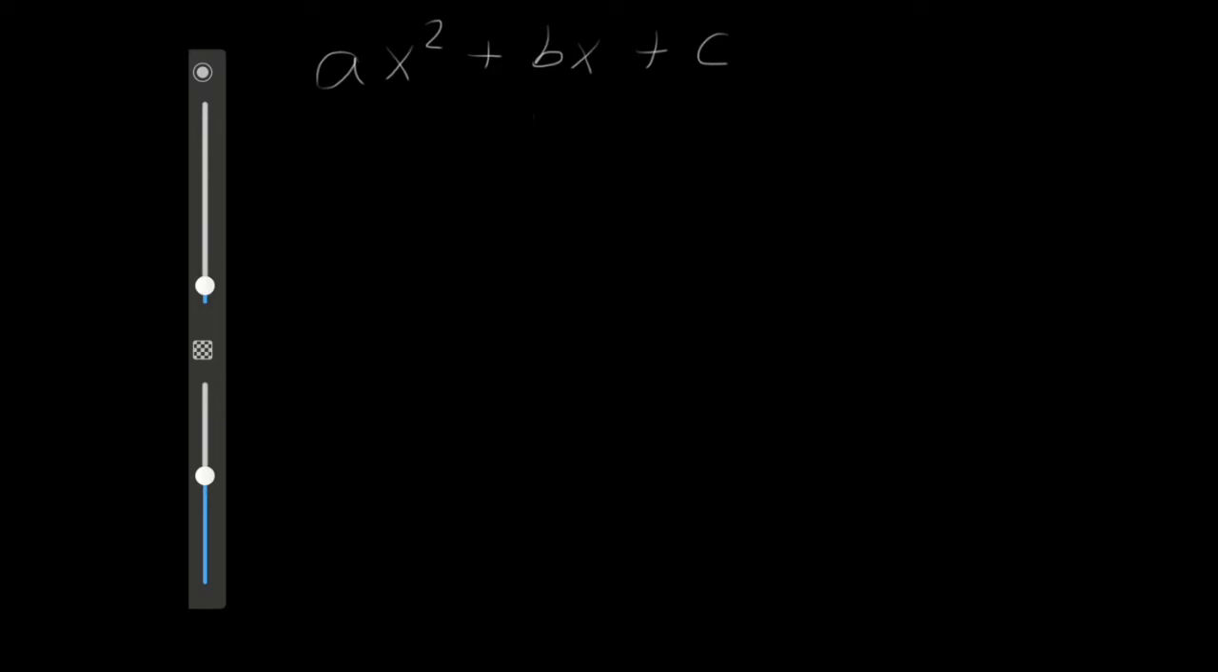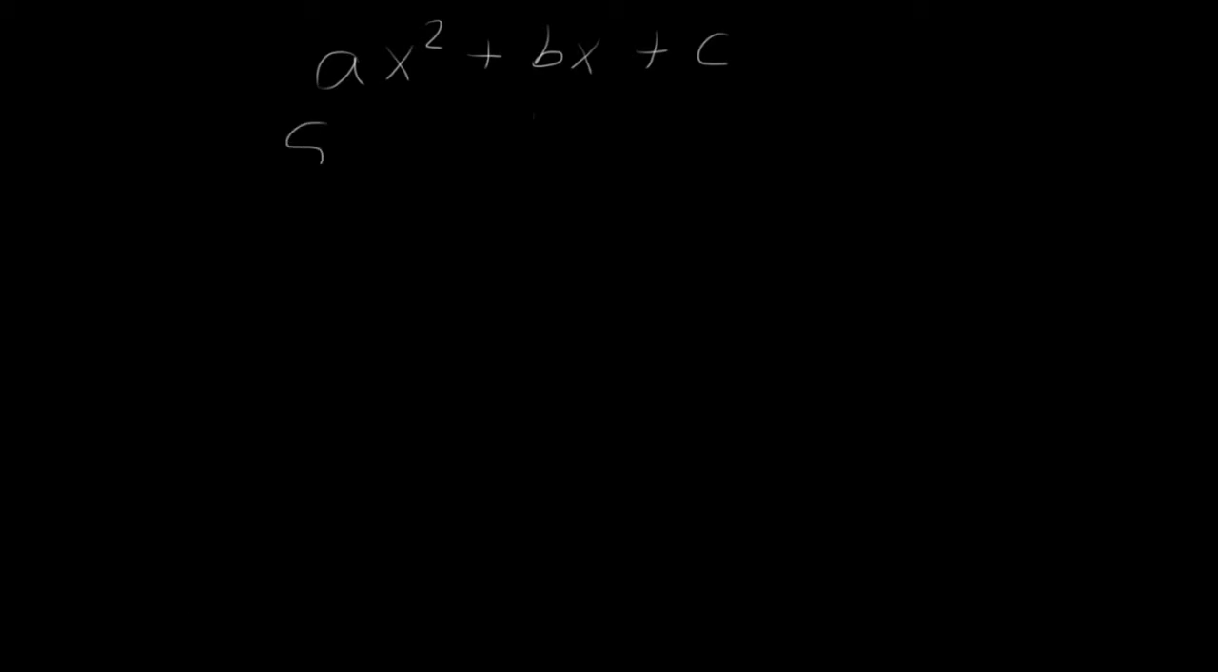So Vieta's formulas basically state this. The sum of the two roots of an equation like this is going to be negative b over a, and the product of the two roots is going to be c over a. I can show you this with an example.